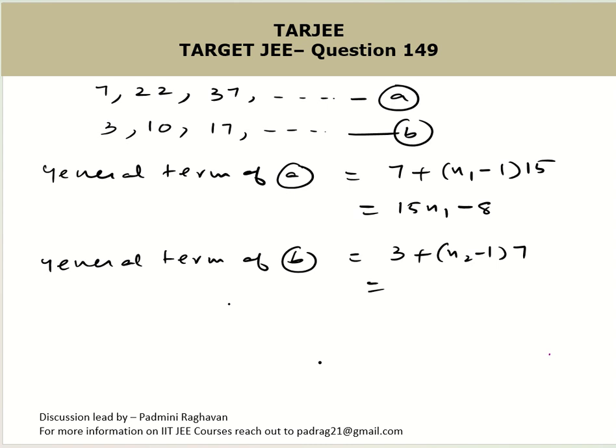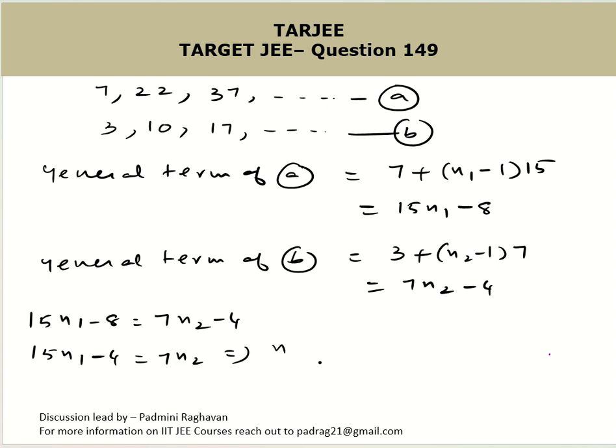So from here we get 7 n2 minus 4. For some n1 and n2, these two should become equal. That means 15 n1 minus 8 should be equal to 7 n2 minus 4. n2 has a smaller coefficient. Let me keep n2 as it is and shift this 4 to this side. So I get 15 n1 minus 4 is equal to 7 n2. Or I can rather write it as n2 is equal to (15 n1 minus 4) divided by 7.